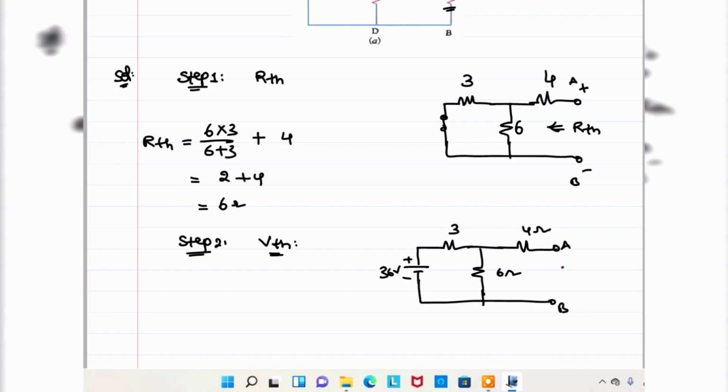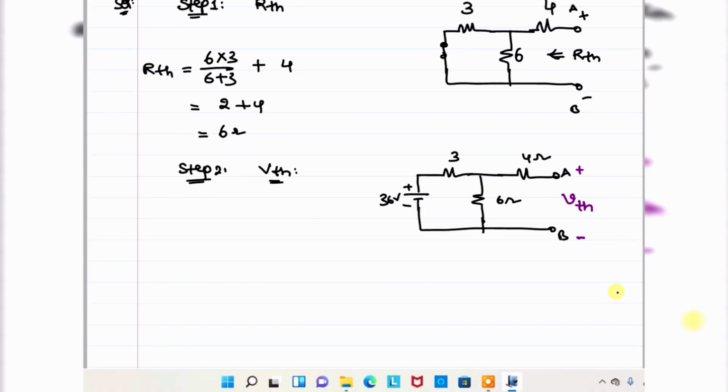Just find out the voltage across the open circuit, which is nothing but the Thevenin voltage. So how to find it here? Just look, this is the open circuit. Whenever this is open circuit, what about the current here? 0 amperes. Whenever the current is 0 amperes, this is a dummy resistance. There is no use of that resistance. That means the voltage across these two terminals is nothing but the Thevenin's voltage.